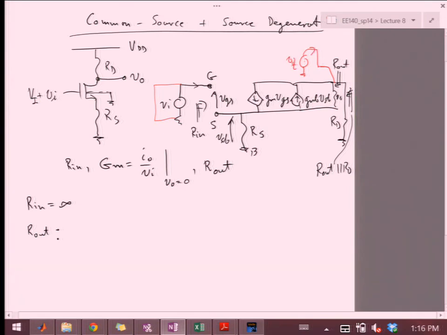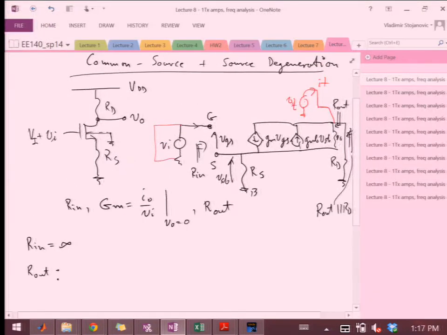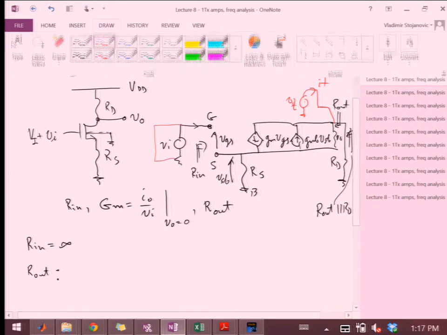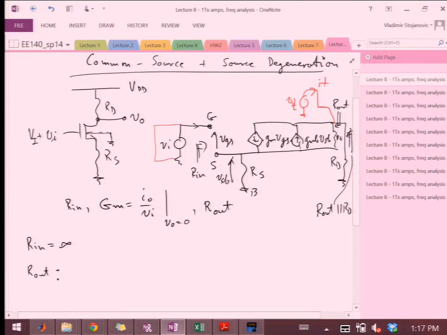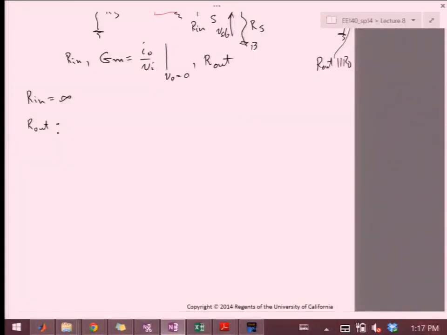In the case where I want to apply V test, then I'm looking at I test, right? I don't care whether I've shorted stuff here or I've shorted things over here. The resulting net circuit is the same, right? So R out will be exactly the same as in the common gate. R out equals R out common gate.